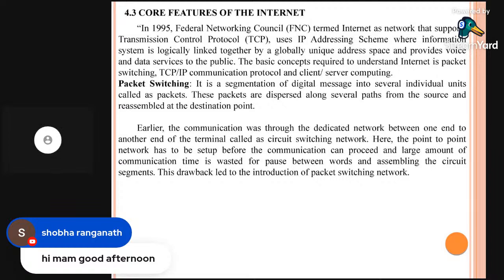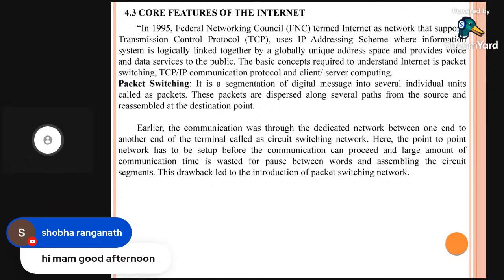Here, packet switching is nothing but the segmentation of digital messages into several individual units, which are known as packets. These packets are dispersed along several paths from the source and reassembled at the destination. Earlier, the communication was through a dedicated network from one end to the other end, which is known as the circuit switching network. Here the point-to-point network has been set up before the communication, which can process a large amount of communication. Time is wasted in setting up and assembling the circuit segments.